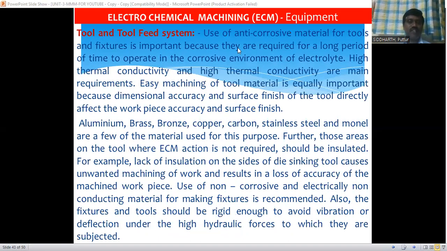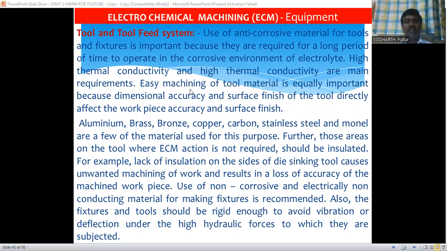Then coming to the tool and tool feed system. As we discussed, the electrolyte used in the electrochemical machining process has some corrosive nature. So whatever tool we are using in this machining zone should be made from anti-corrosive materials, and the tool fixtures must also be anti-corrosive materials. Then only the tool and tool fixtures may have a long life. High electrical conductivity and high thermal conductivity are the important things required while selecting the tool materials and the tool feed system.